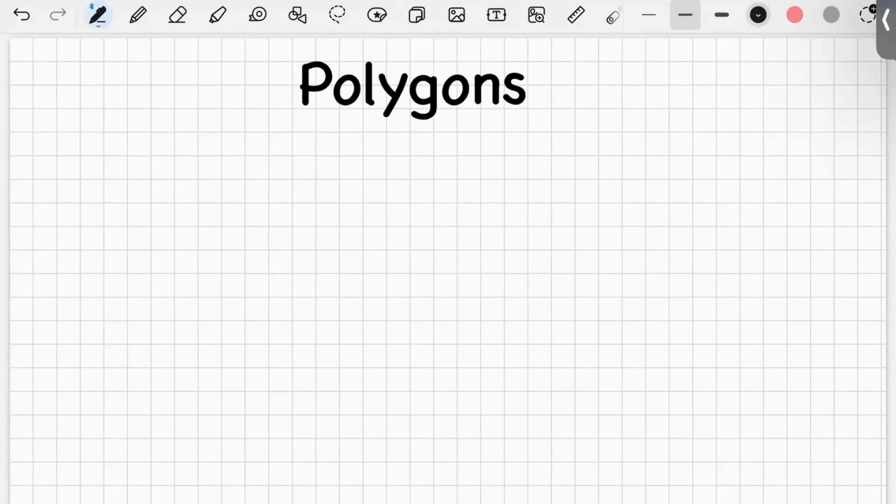Actually, polygons is quite simple. You should have learned polygons in set 1. But when we think of polygons, there are only three main concepts that we have to think of. So let's look at these three first.